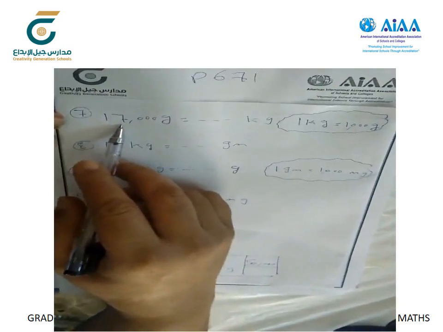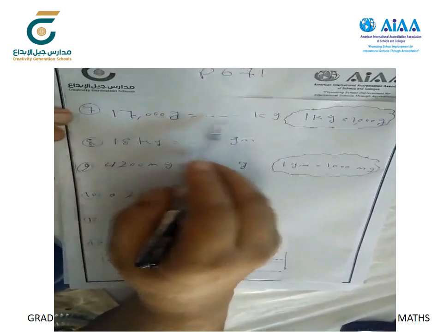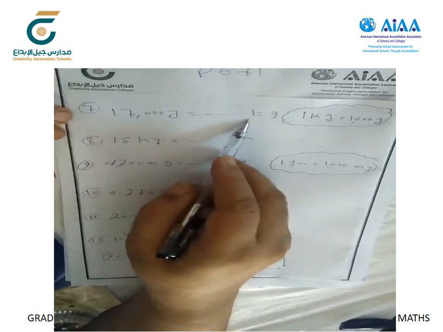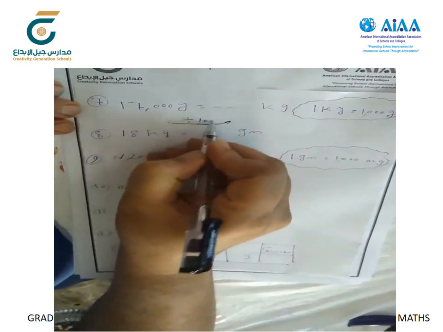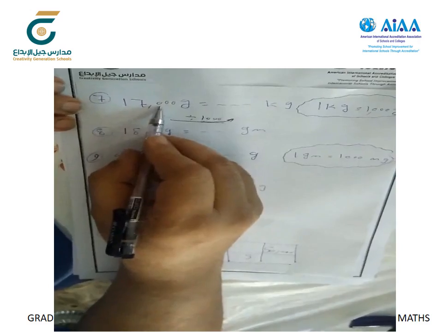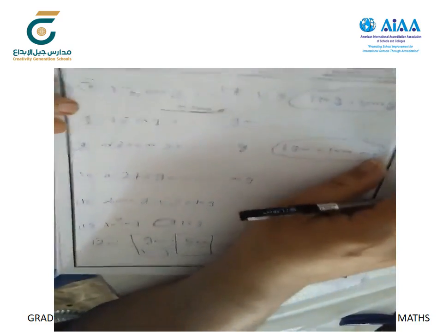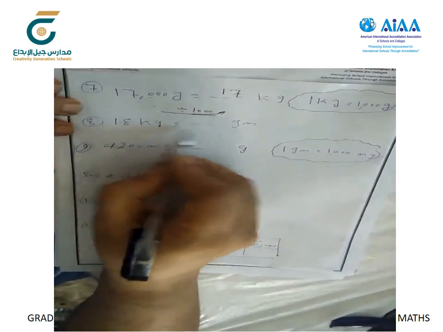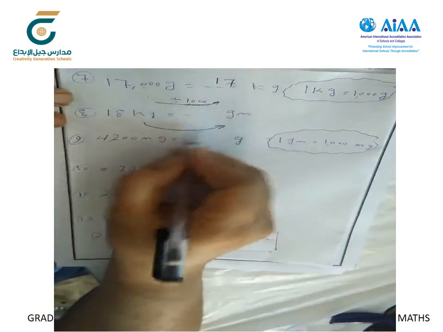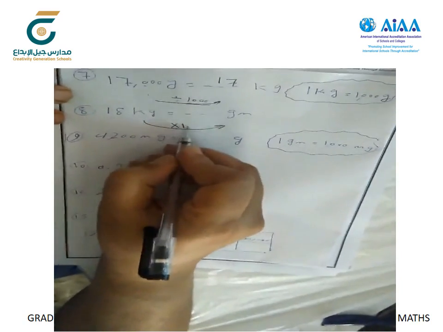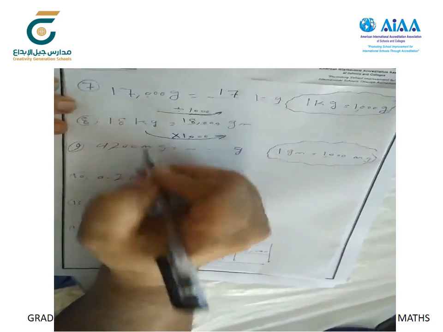Question number 7. 17,000 grams equal how many kilograms? Okay, to convert from gram to kilogram, we convert from smaller to greater. So we must divide by 1000. When we divide by 1000, we remove 3 zeros. The answer will be 17 kilograms. Okay, number 8, 18 kilograms equal how many grams? To convert from kilogram to gram, we convert from greater to smaller, so we must multiply. We multiply by 1000, so we add 3 zeros, it will be 18,000.